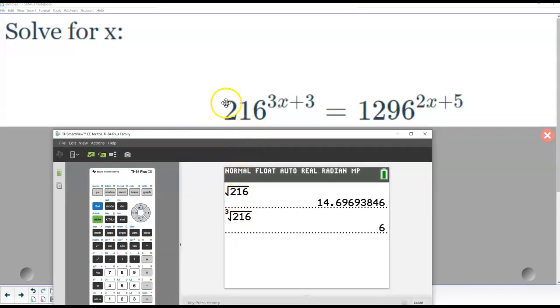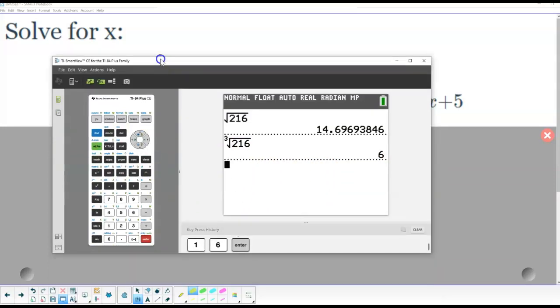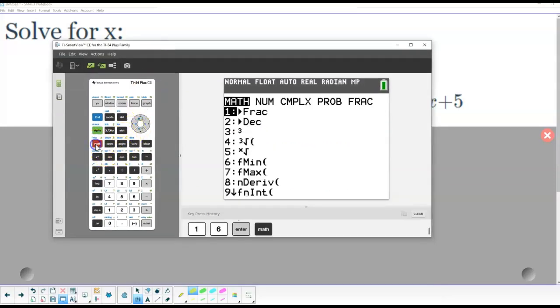I took the base 216 and I decided, well, what's the square root of 216? It's not a friendly number. And then I took the cube root. If you're forgetting where the roots come from, remember the math button? You can do the cube root. Right here is option 4. But what if I want to try the 4th root? I will use the cube root because that was friendly, but let me show you the 4th root.